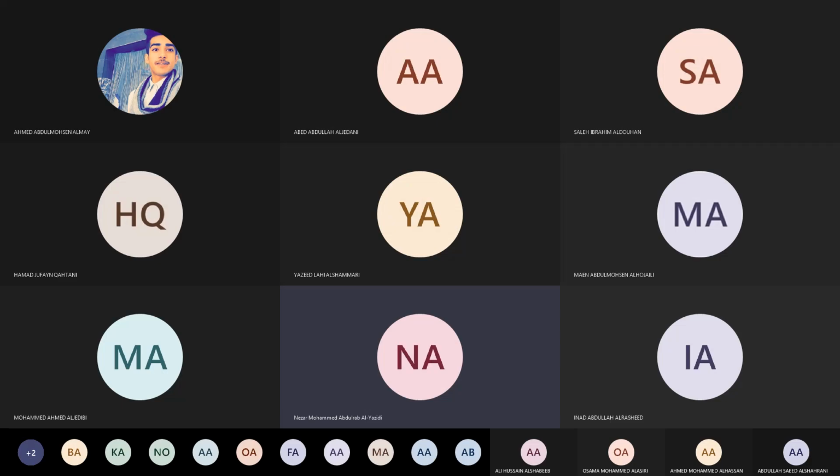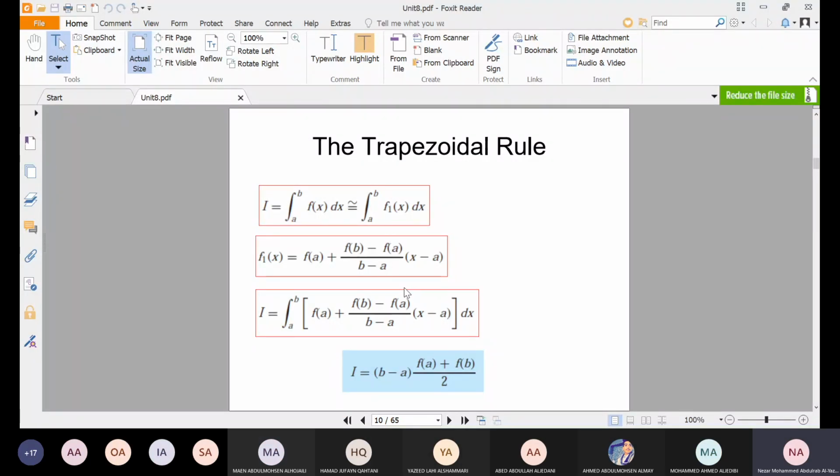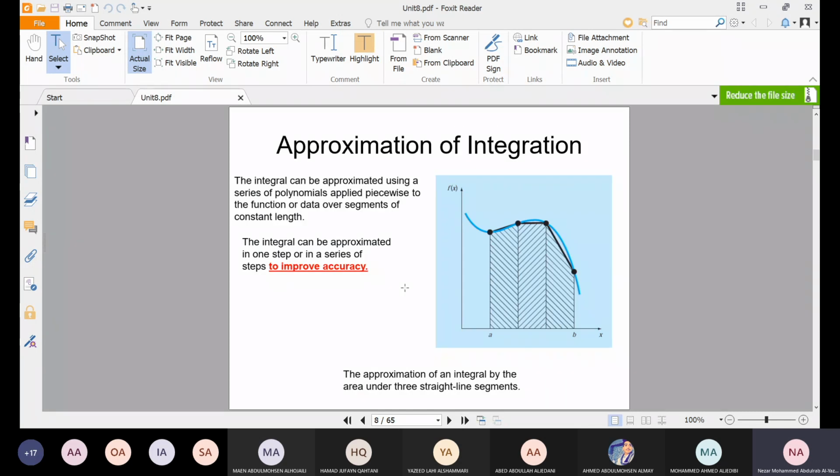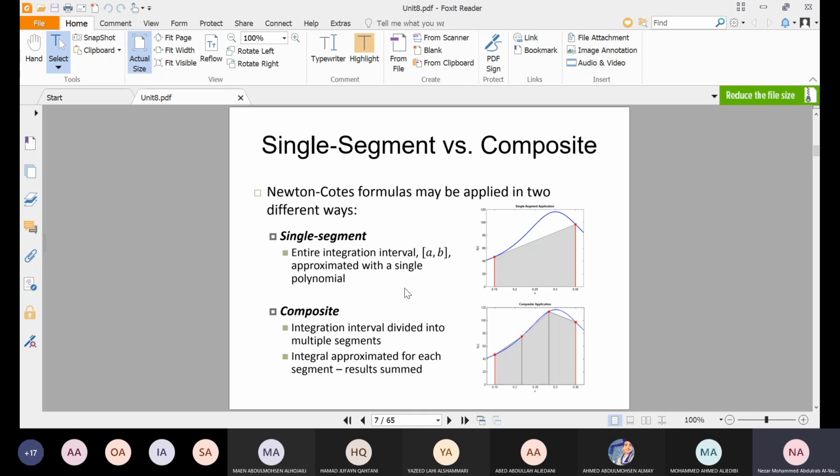Okay, so from the previous lecture, we talked about how we can compute integration, or how we can approximate integration. We said that we can solve the integration by different methods, or the Newton-Cotes formulas. But here we have different techniques to enhance the accuracy, either by using a single segment or by using multiple segments. Here we can use multiple segments to enhance the accuracy of our estimation.